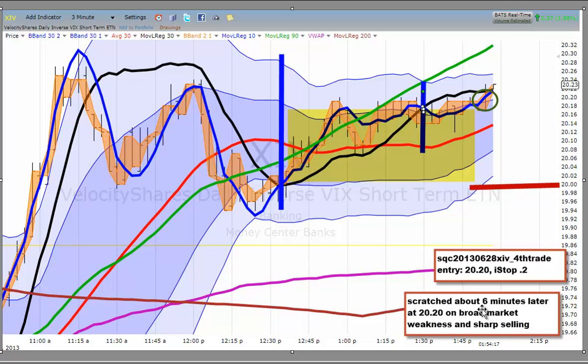And about 6 minutes later, this got as high as about 2026, and then rolled over, and then everything in the market started selling off sharply, and volatility was increasing, which drives XIV down. So this ends up being a scratch about 6 minutes later at 2020. So this was lack of follow through.